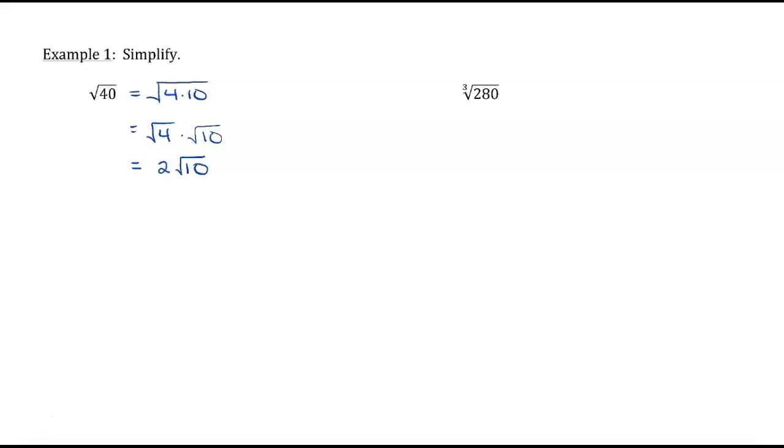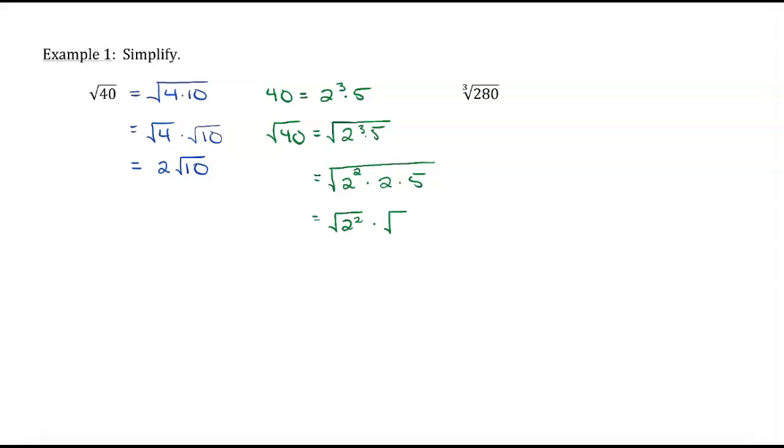Now I want to show you a second way to look at this same expression. Consider that the prime factorization of 40 is 2 cubed times 5. So we can write the square root of 40 as the square root of 2 cubed times 5. Looking at these factors, we have one pair of 2's. We have a 2 squared, another 2, and a 5. And separating these, we have the square root of 2 squared times the square root of 2 times 5. The square root of 2 squared is simply 2, and the square root of 2 times 5 is the square root of 10.